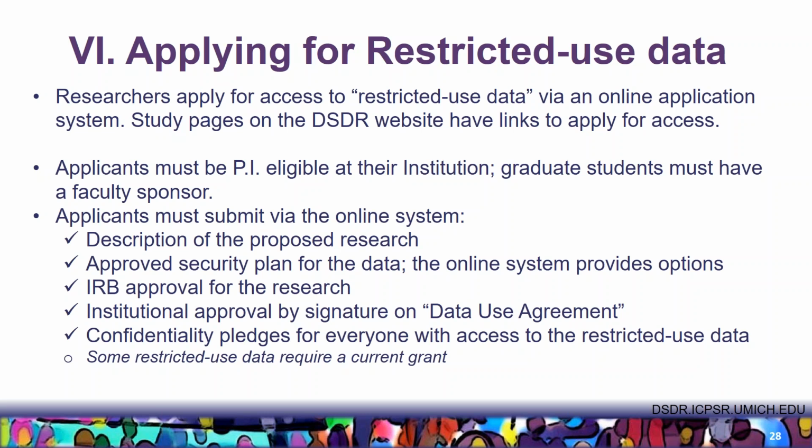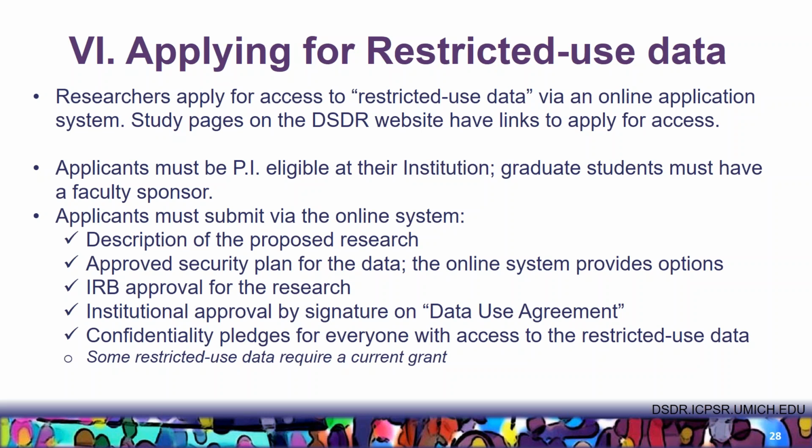But just in general for applying for data, the applicants must be PI eligible at their institutions. Graduate students must have a faculty sponsor. This is very important in terms of executing our agreement. We want to make data available to graduate students, but they do have to have a faculty sponsor.